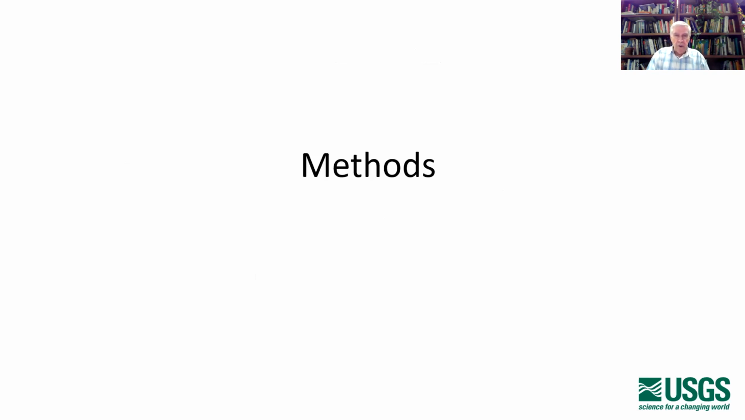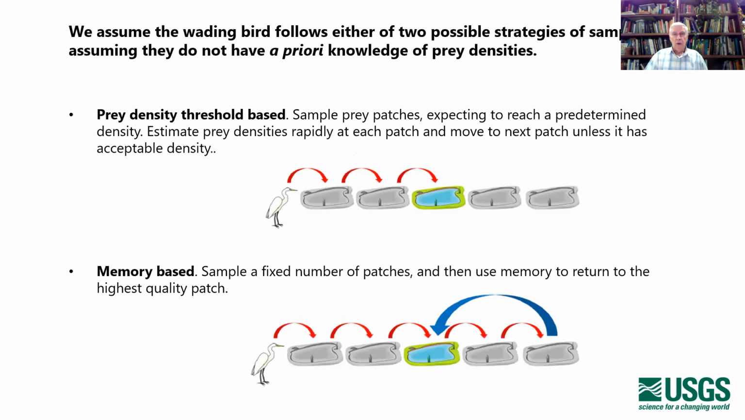So I'll go into the methods. We're going to assume here two possible strategies for sampling. And a major assumption is that the wading birds don't have a priori knowledge of prey densities when they start foraging during a day. That's probably not a correct assumption, but it simplifies things for us. It makes what we're doing, I think, more interesting.